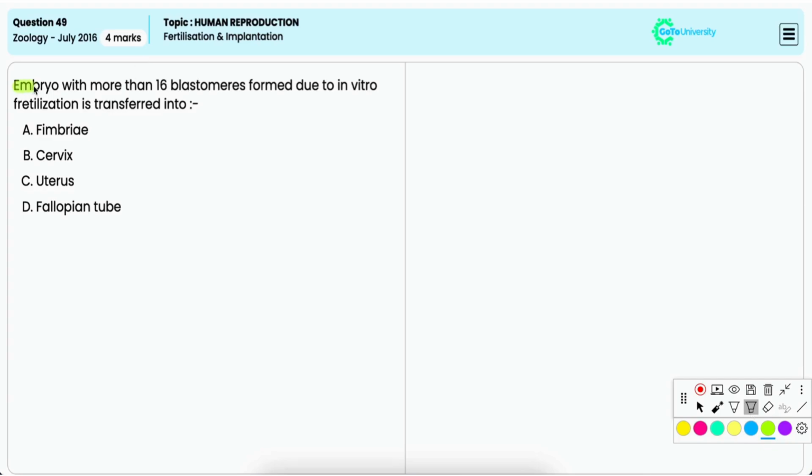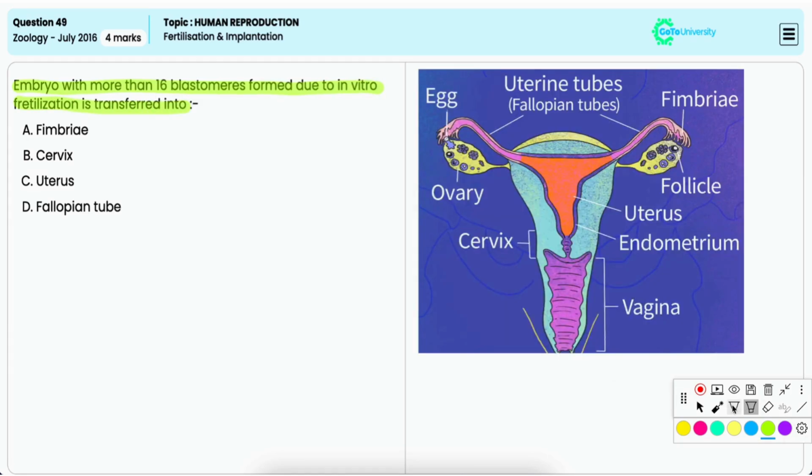Embryo with more than 16 blastomeres formed due to in vitro fertilization is transferred into option A, fimbriae. It is incorrect because fimbriae are part of the fallopian tube that captures the ovulated egg, but they are not suitable for transferring embryos via IVF, that is in vitro fertilization.